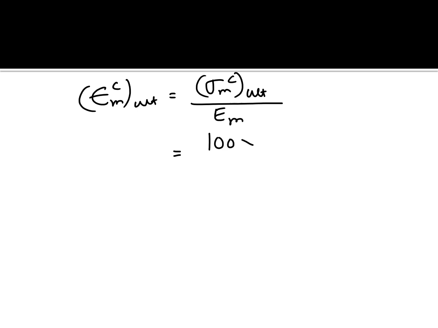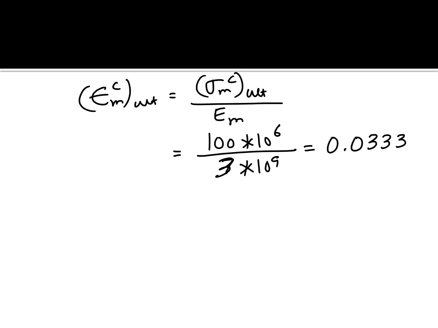So epsilon MC ultimate will be equal to the ultimate stress the matrix can take divided by the Young's modulus of the matrix. This is given to us as 100 megapascals, the ultimate strength of the matrix in compression. The Young's modulus of the matrix is given as 3 gigapascals, and that gives us a strain of 0.0333.